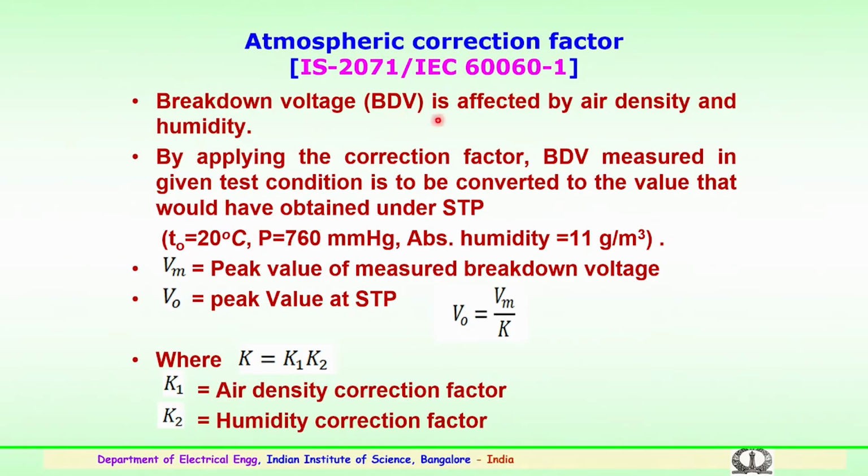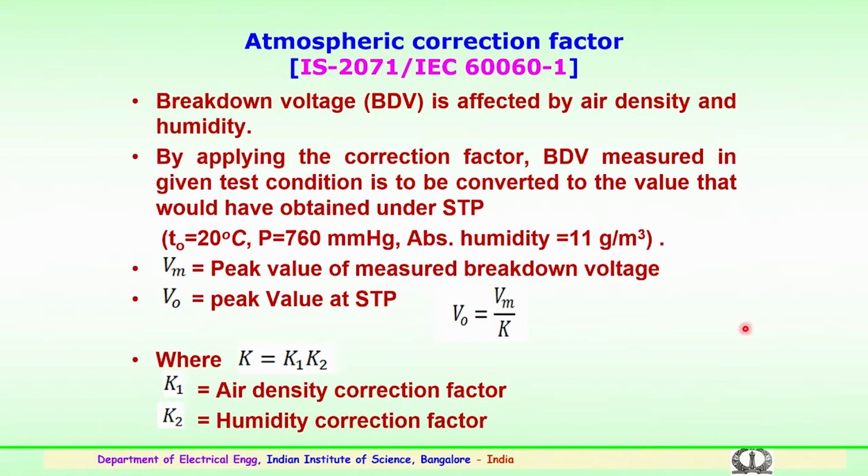So, the breakdown voltage, as we know, is affected by air density and also humidity. By applying the suitable correction factor, the breakdown voltage measured during the test condition has to be converted to that which could have been obtained under standard temperature and pressure. The standard temperature T0 is 20 degrees centigrade, pressure being 760 mm of mercury Hg, and absolute humidity at 11 grams per meter cube. These are the standard values which have been specified.